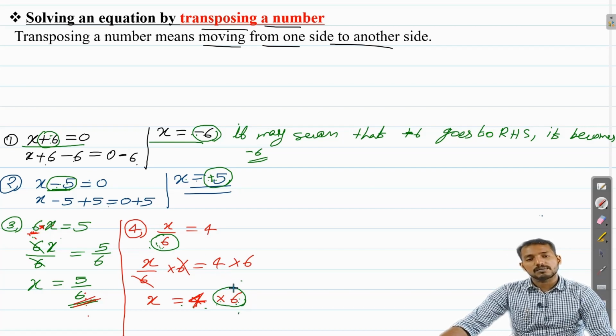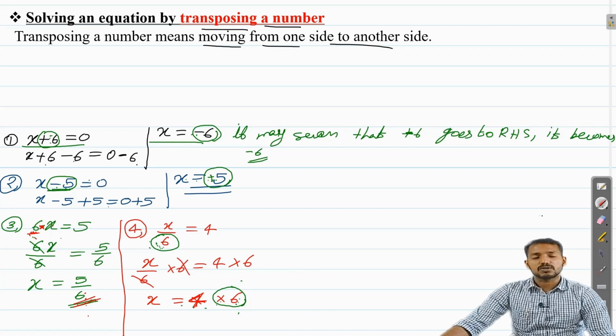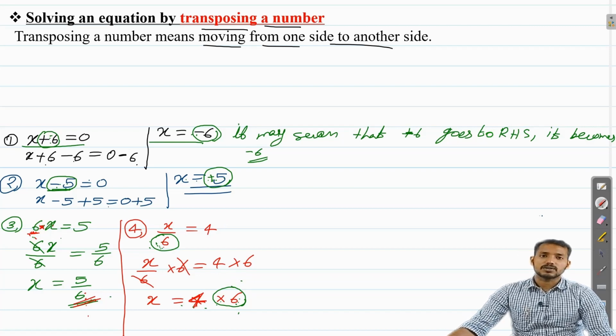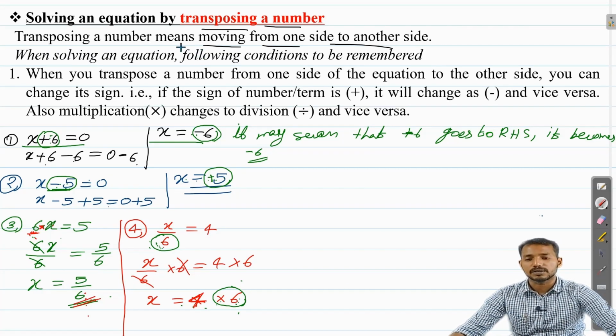Similarly, the same thing can happen when it is moving from right side to left side also. Now I am not going to discuss that one. So let's sum up this result by using this transposing a number. While solving an equation, the following conditions are to be remembered.